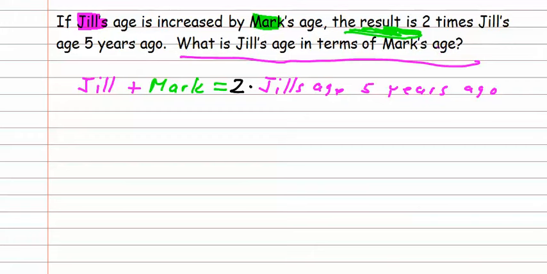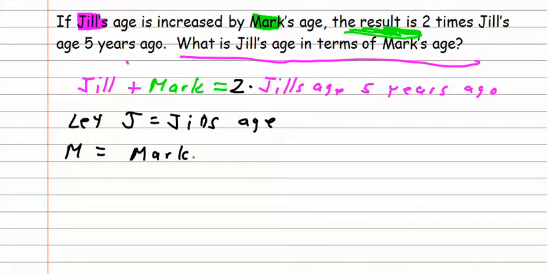We just want to write this out as an equation. So, we're going to let J equal Jill's age. And we're going to let M equal Mark's age. The problem says Jill's age is increased. Increased means plus, adding, by Mark's age. The result is 2 times Jill's age 5 years ago. So this is Jill's age today and Mark's age today.